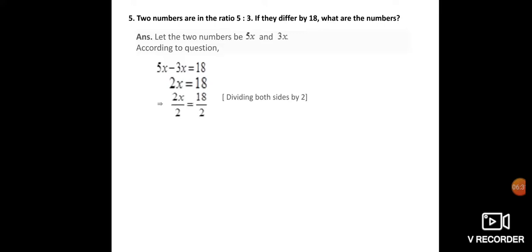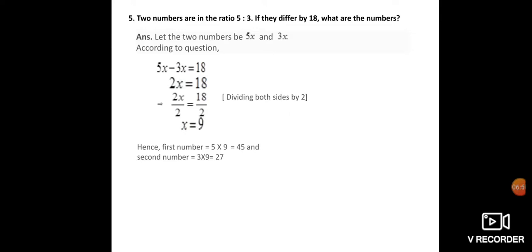Now I need to divide by 2. So x equals 9. Our first number was 5x. So 5 into 9, that is 45. Our second number is 3 into 9, that is 27. Hopefully the question is clear to you.